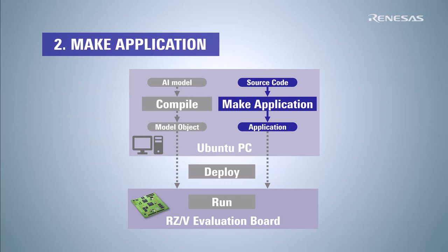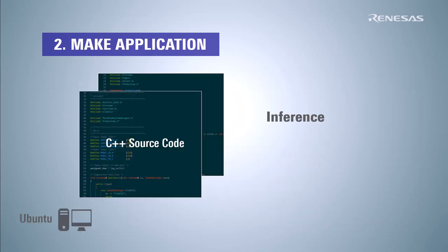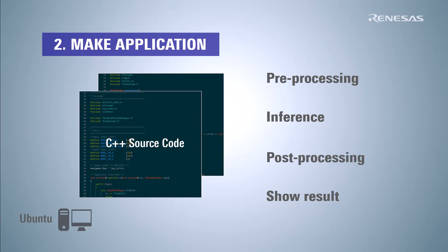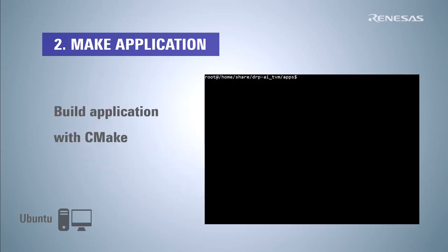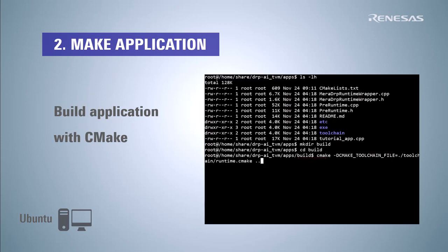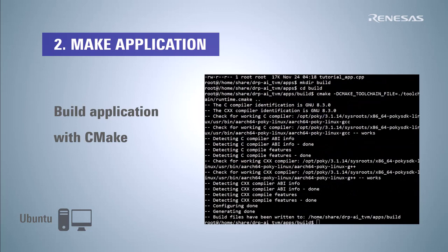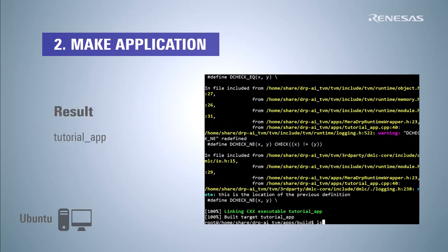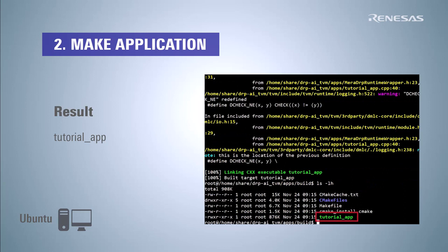The next step is to generate the application that runs AI inference. The application usually includes pre-processing for input data, post-processing for inference output, and displaying the recognition results. DRP-AI TVM provides C++ sample code to run ResNet inference. Here, we will show how to compile this sample code. The application can be compiled using CMake. In the source code directory, run the CMake command. After the CMake, you can run the make command to generate the application binary. After the make command, the binary file tutorial_app is generated. We will use this application binary later.